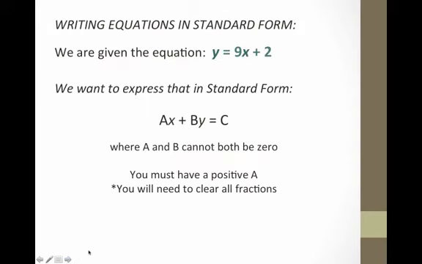All right, so now we're going to talk about actually writing equations in standard form, because a lot of times you're going to see equations like this, y equals 9x plus 2, but I need to move this around so that it is written in standard form.